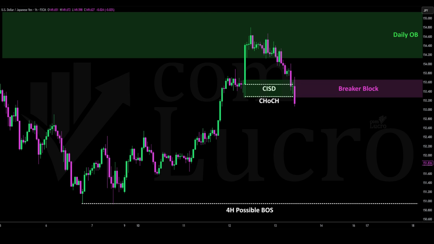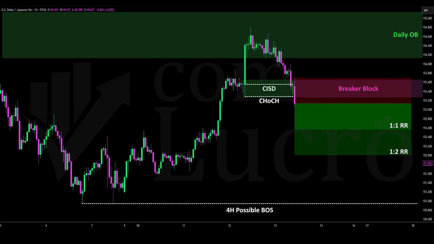So, where do we enter the trade? There are different ways to enter in this situation depending on your strategy. In my case, I prefer to wait for the change of character and enter when the candle closes, confirming the shift in market direction. For safety, I prefer to place the stop loss above the breaker block.